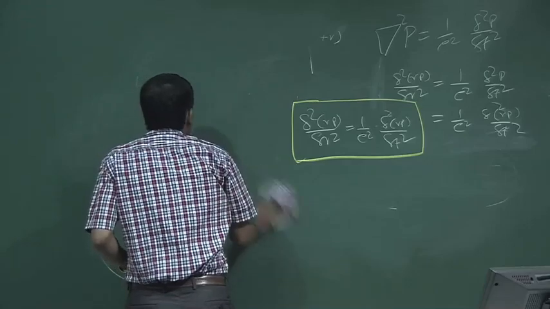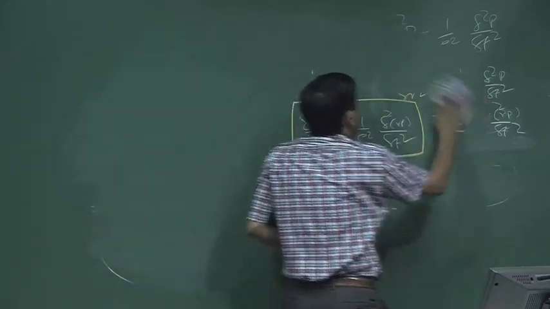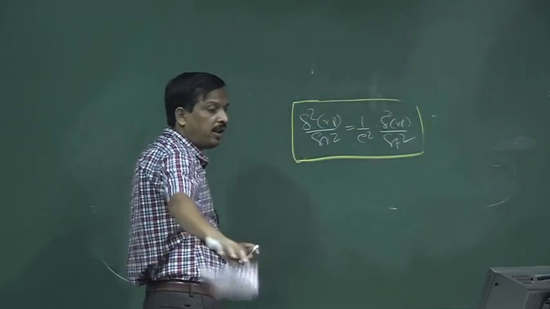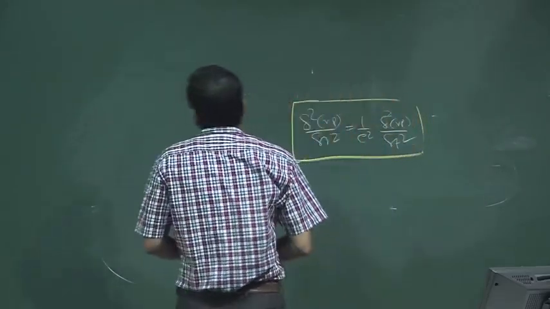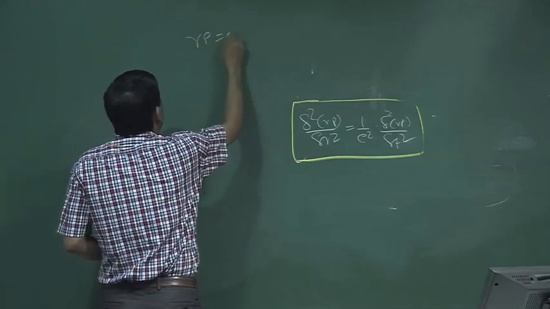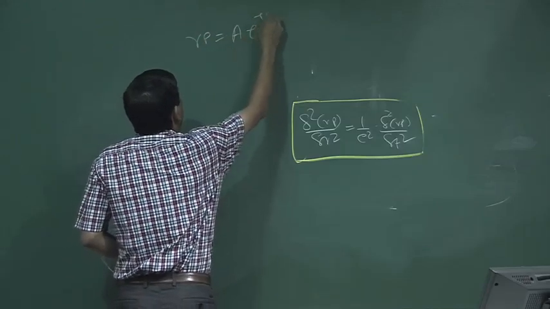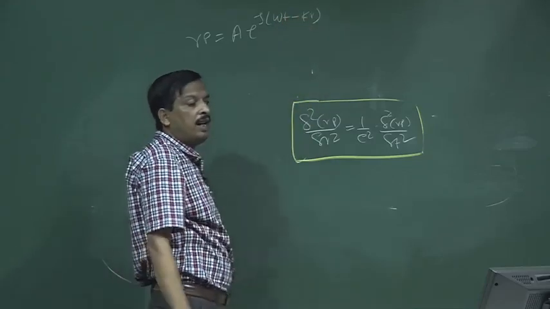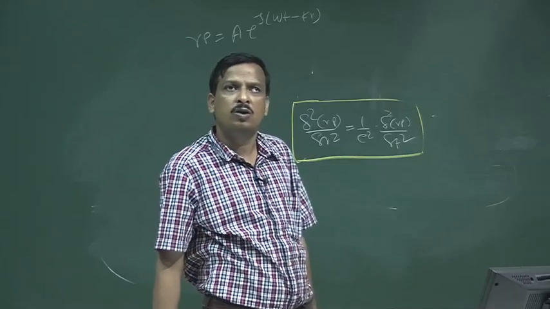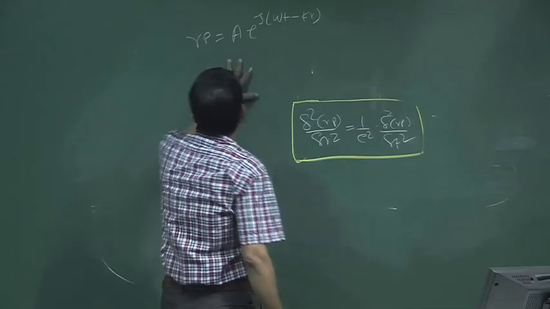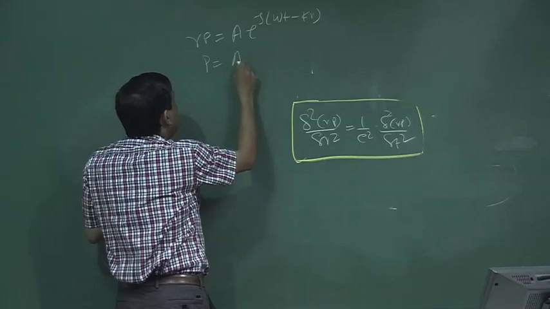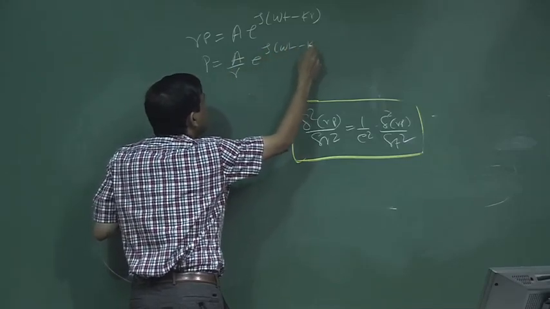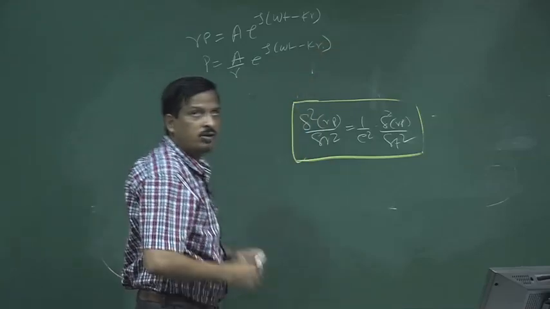Then I can say, if this is my wave equation, then what is the general solution of this wave equation? The general solution is that P is equal to A e to the power j omega t minus kr. k is the wave constant and r is the distance from the source. So in that case, P is nothing but A by r e to the power j omega t minus kr. So this is the P.